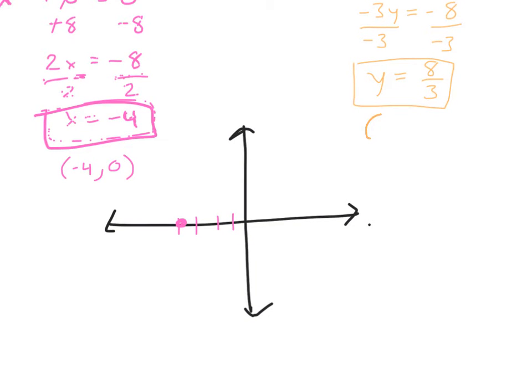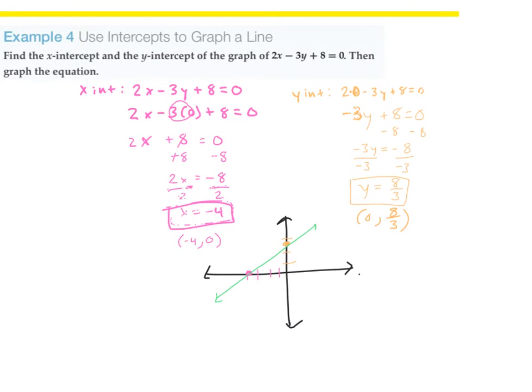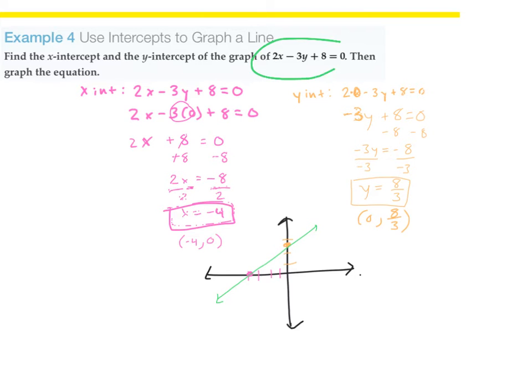Now when our x is 0, our y is 8/3. 8/3 is about 2.5-ish, close to 3. So a little bit more than 2.5. So when we stay on 0, we go up 2 and close to 3. So our y-intercept is right there. And then to graph these 2 points, we just put a line through the 2 of them. So this would be our graph of this equation here.